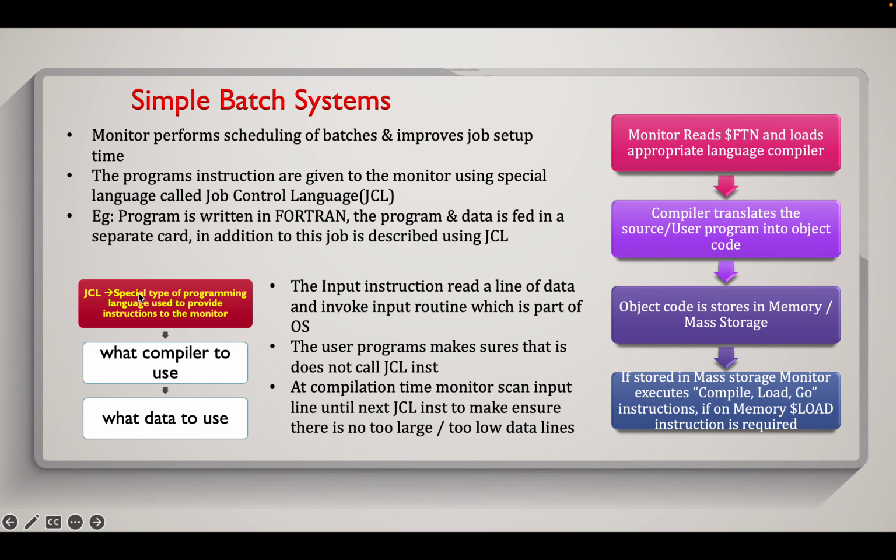For example, a program is written in Fortran and other languages. Data is fed into a separate card, and in addition, the job is described using JCL. The input instruction reads a line of data and invokes a data routine, which is a part of the OS. The user program makes sure that it does not call JCL instead. At compilation time, the monitor scans input lines until the next JCL instruction to make sure there are no too large or too low data lines.